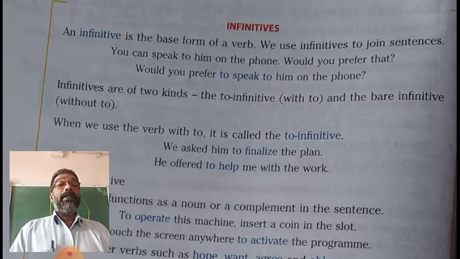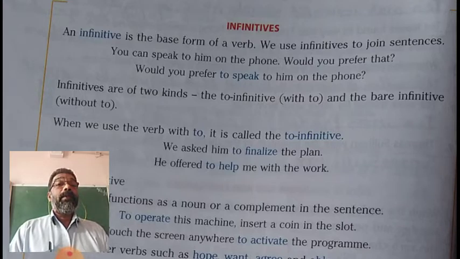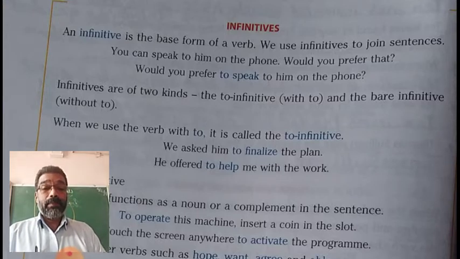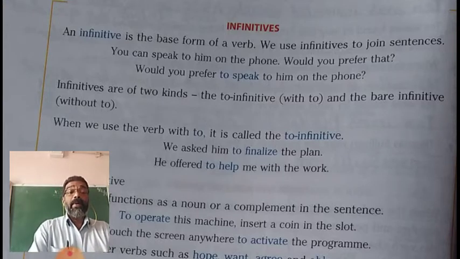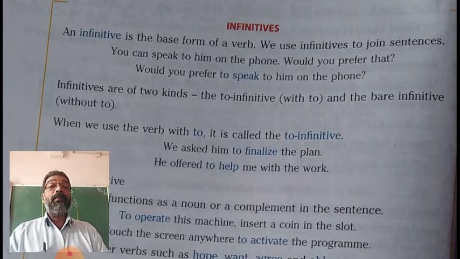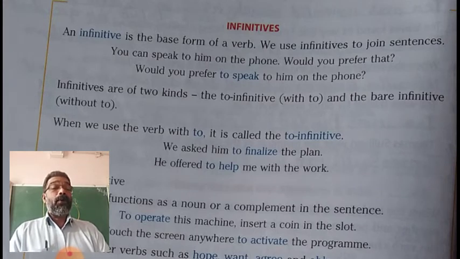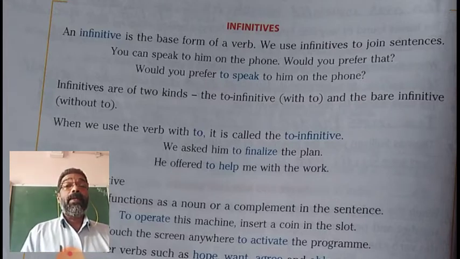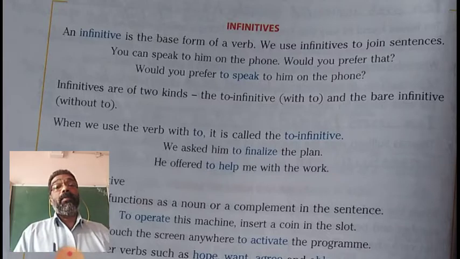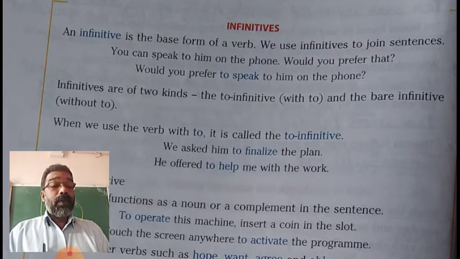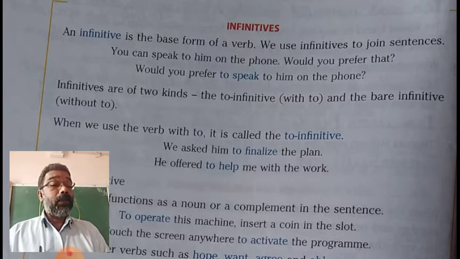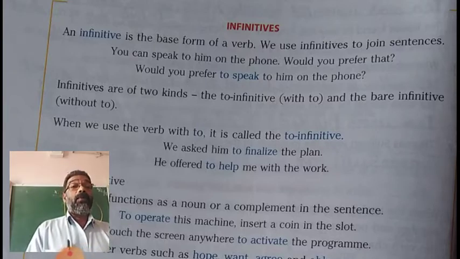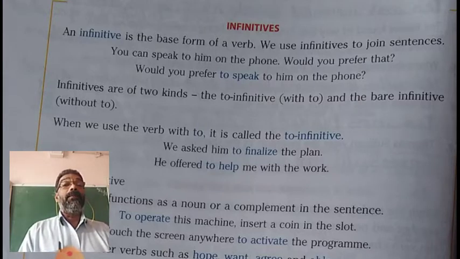An infinitive is the base form of a verb. We use infinitives to join sentences. Base form of a verb means the first form of the verb. We are already aware of the first form, second form, third form, and ing form of verbs. So, any verb in its first form is an infinitive.